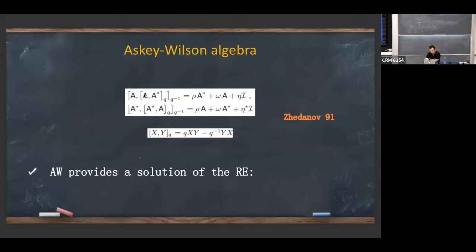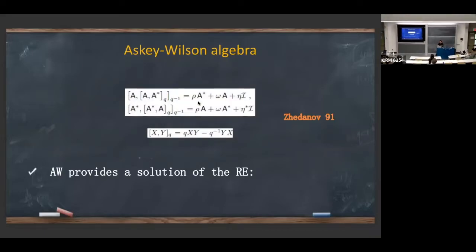It's an algebra with 2 elements that we call A and A star. They satisfy this nice Q commutation relation, okay? And rho, omega, and eta star are all complex, free parameters. As you may know, this algebra provides an algebraic framework for the polynomials of the Askey scheme. But for us here, the most important point is that this algebra provides a solution of the reflection equation, okay?